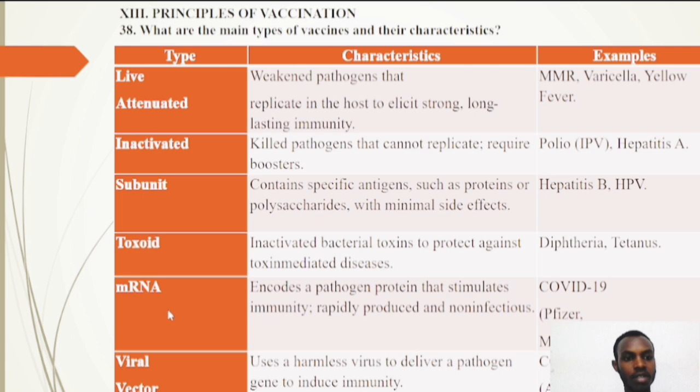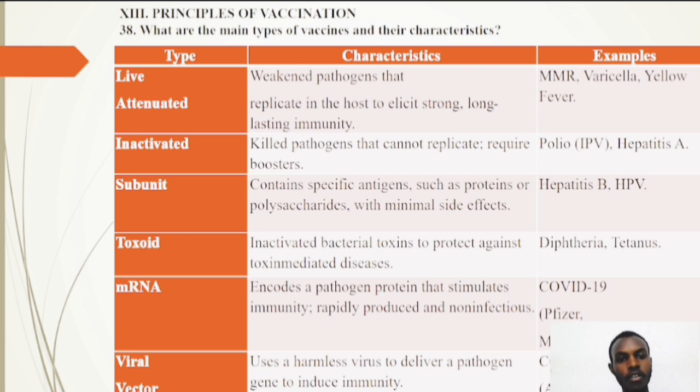So for the messenger RNA vaccines, they encode pathogen proteins that stimulate immunity, and they are rapidly produced and non-infectious. These are vaccines that deliver messenger RNA that will generate genes in the body that encode the pathogen proteins, and it will stimulate the immunity. For example, there are the COVID-19 vaccines like Pfizer and Moderna.